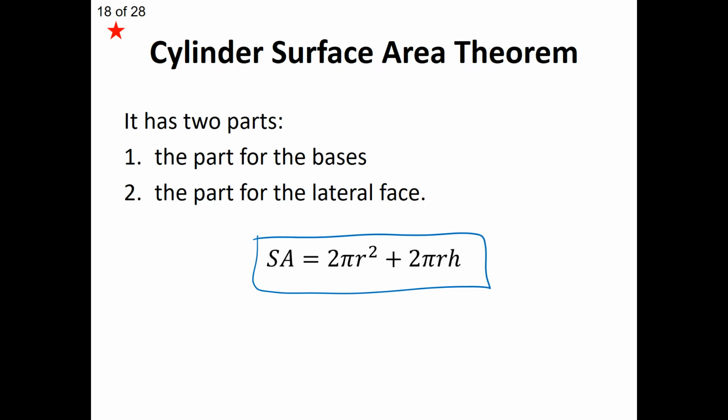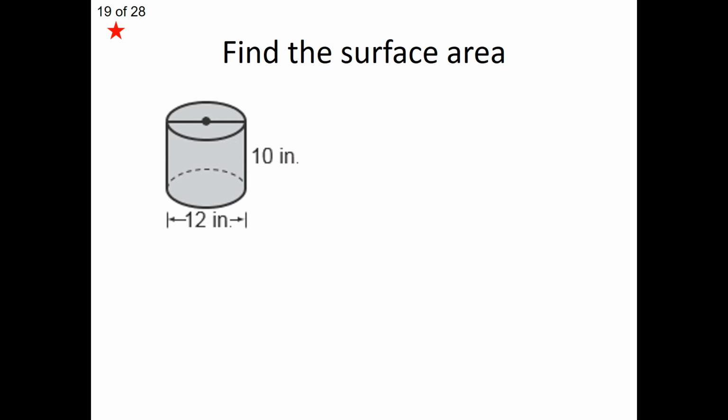So all we really need to be given is the radius and the height, and we can find out its surface area. Let's do an example.